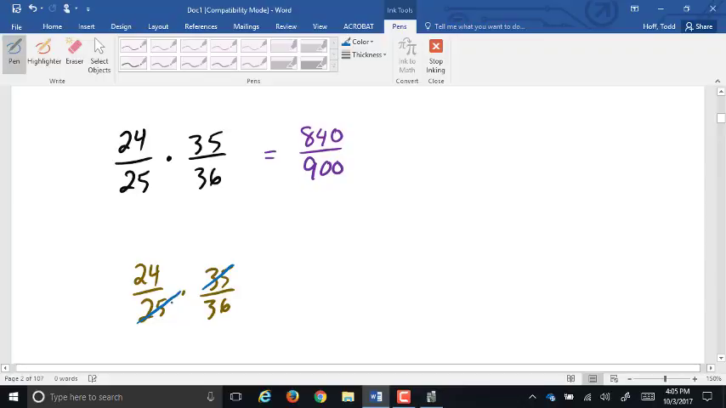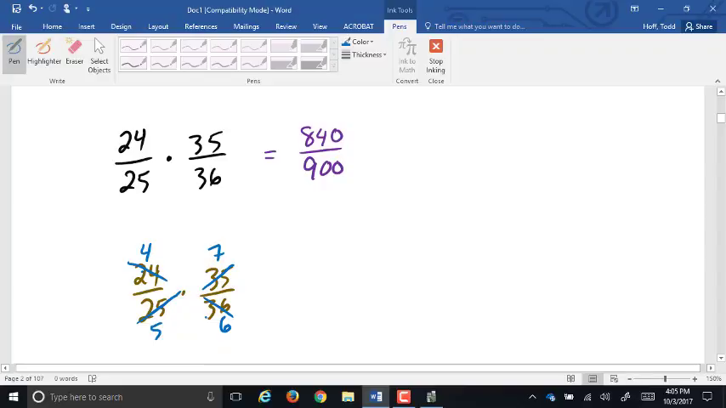25 and 35 can both divide by 5. Good. 35 divided by 5 is 7. 25 divided by 5 is 5. Well, the 24 and 36 can also be reduced. Both of them can be divided by 6. 24 divided by 6 would be 4. 36 divided by 6 would be 6.